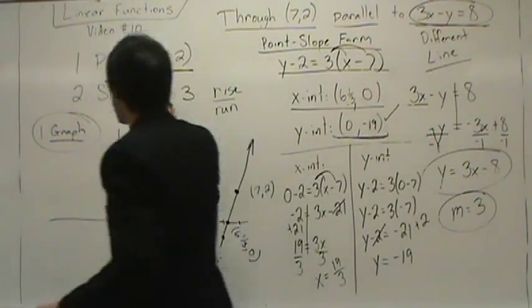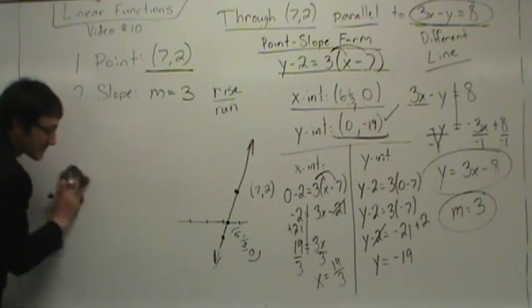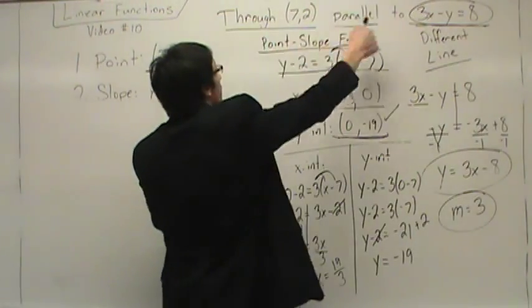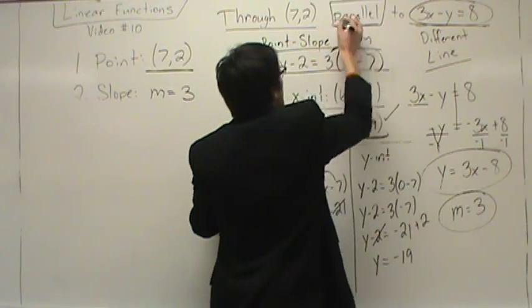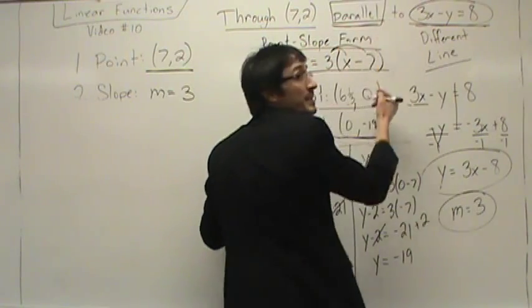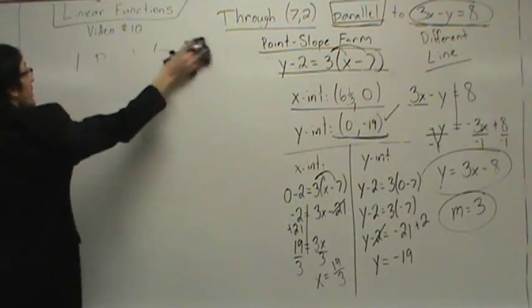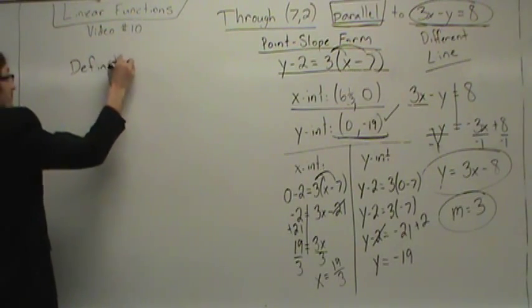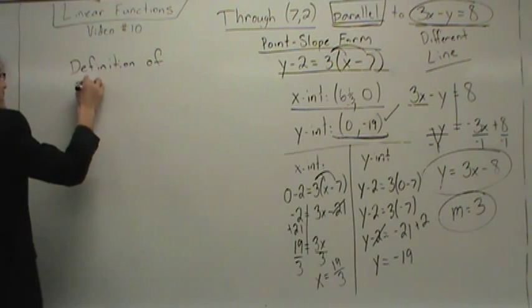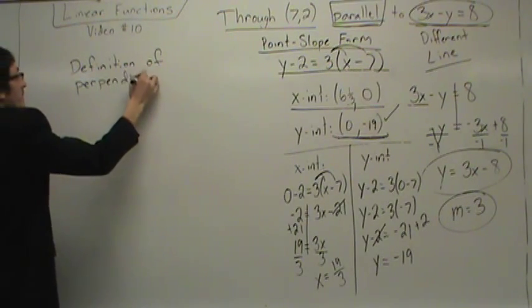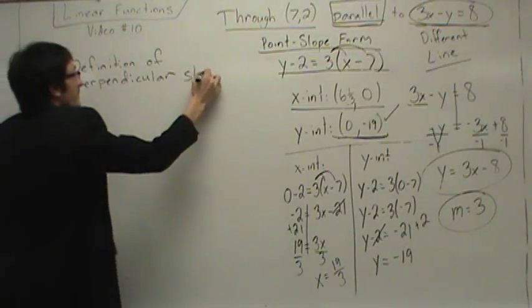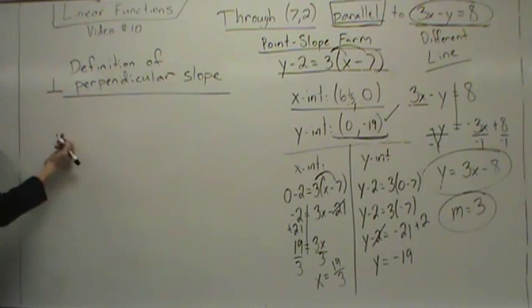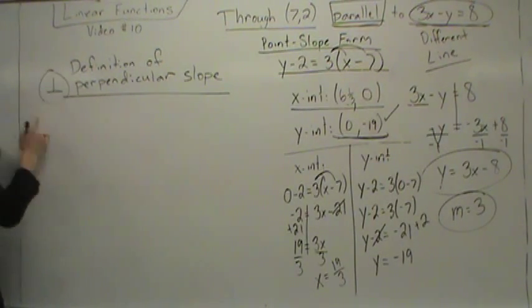Now, before we finish this video, go ahead and get out your definition sheet. Soon, instead of parallel, the problem on the test will not be parallel, but rather the word perpendicular. So we're going to write a definition very quickly on our definition sheet. Definition of perpendicular slope. The symbol for perpendicular looks like an upside down capital T. This is the symbol for perpendicular.